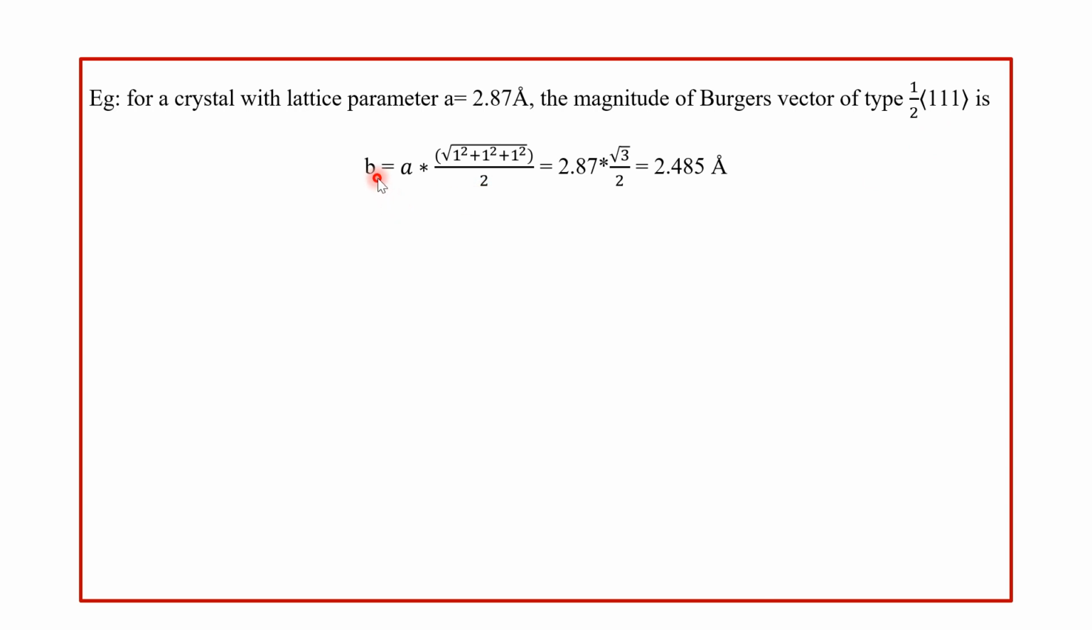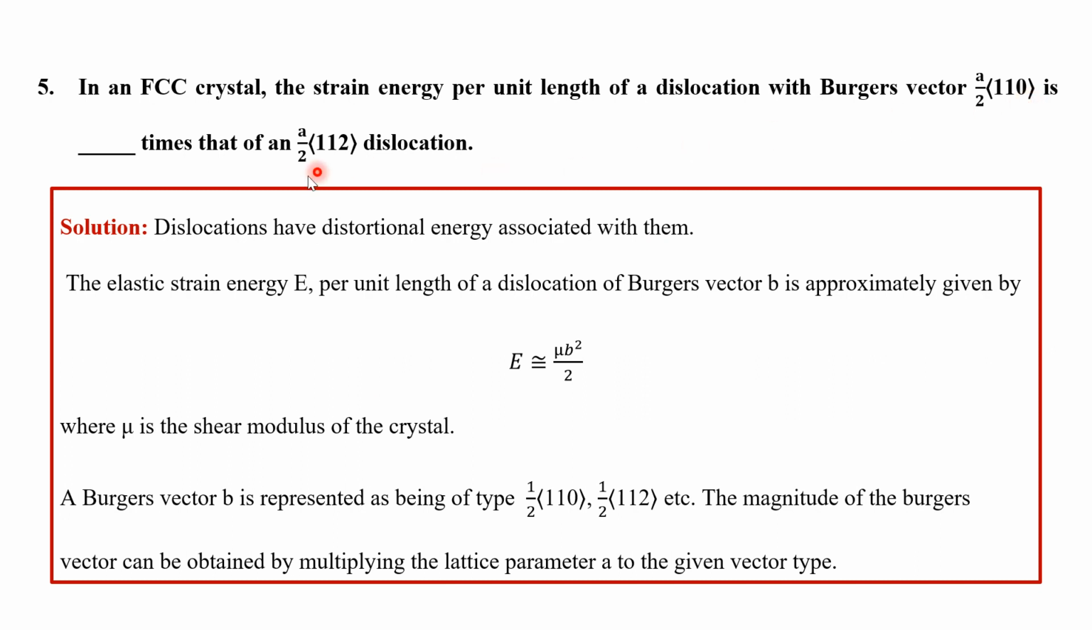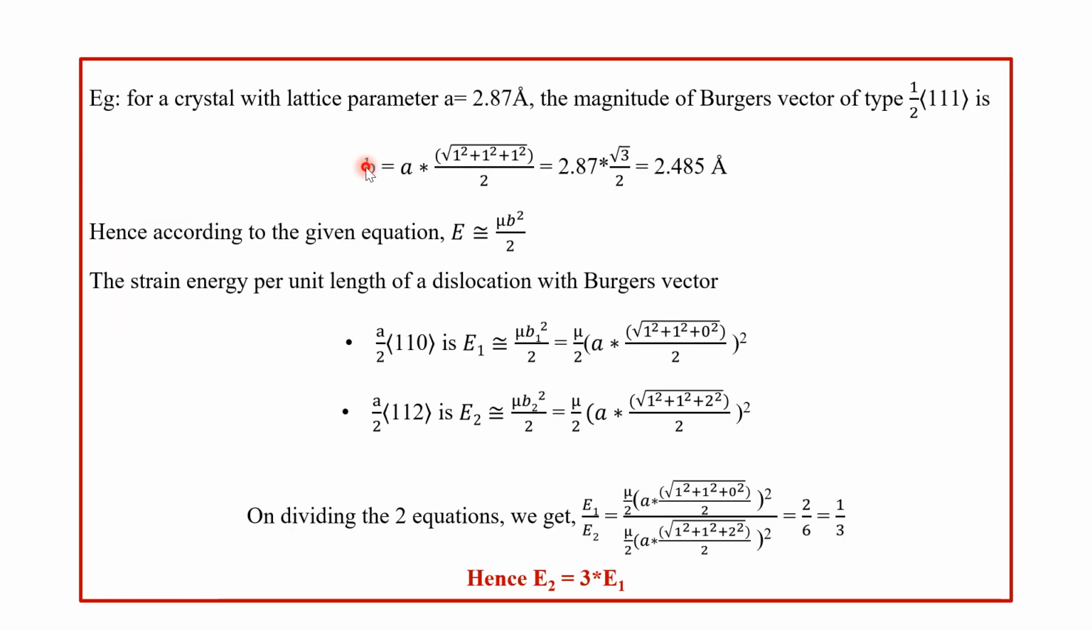Now we have the value of b, the Burgers vector. Now we need to find the energy values. Therefore, the energy equation is E equals μb²/2, the strain energy per unit length of dislocation. In the question, the two given were a/2 <110> and a/2 <111>. For a/2 <110>, we take μ/2 as it is. So b1 we are calculating, and this entire bracket is b1, that is a/2 times root of 1 squared plus 1 squared plus 0 squared. Is that clear?